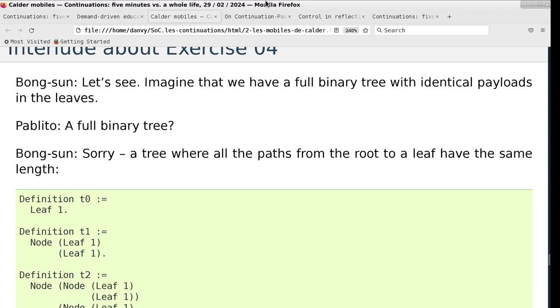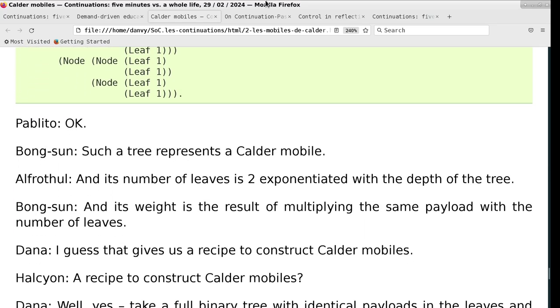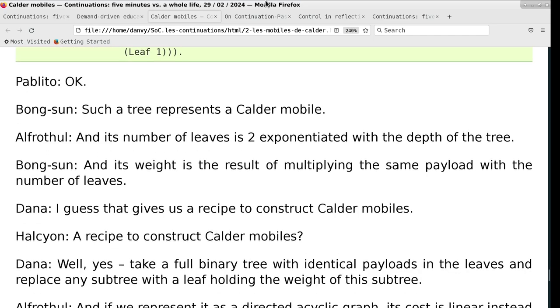Let's see. Imagine that we have a full binary tree with identical payloads in the leaves. A full binary tree? Sorry, a tree where all the paths from the root to a leaf have the same length. So here is a full tree of depth 0, of depth 1, of depth 2, of depth 3. Okay. Such a tree represents the Calder mobile. No problem.